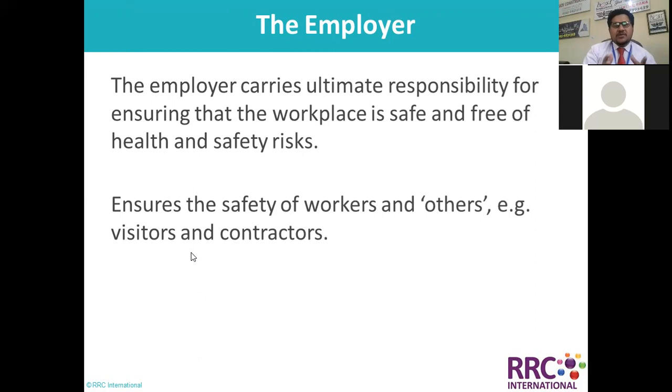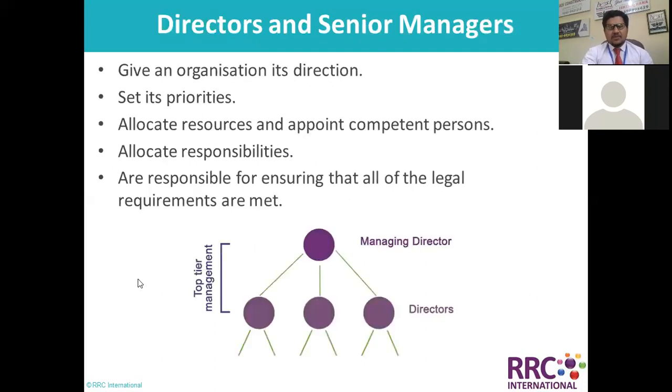So all your site rules, you as an employer are responsible for sharing with us. And then ultimately our responsibility is also to keep ourselves safe and follow your site regulations or your company regulations related to safety. Now let's talk about directors and senior managers.